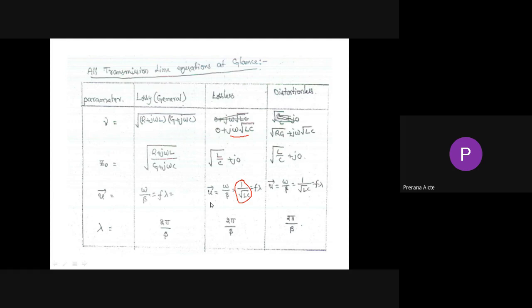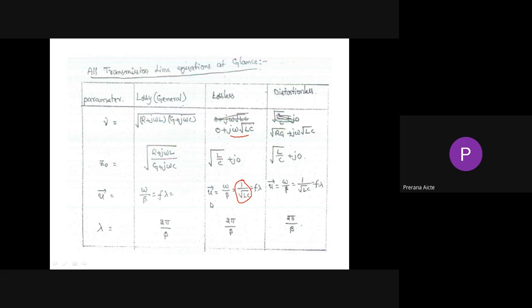Now, if it is a distortionless transmission line, then the condition is R by L equals G by C, or R by G equals L by C. A distortionless transmission line means the attenuation constant is independent of frequency and the phase constant is dependent on frequency. While substituting this condition, the propagation constant gamma and Z naught can be defined.